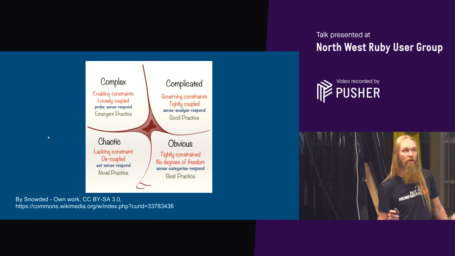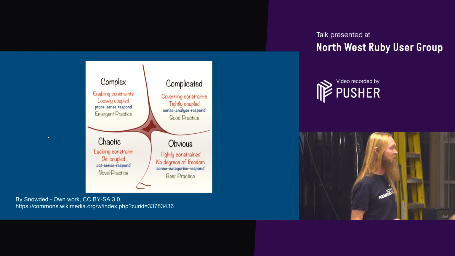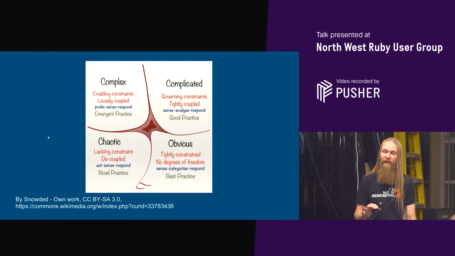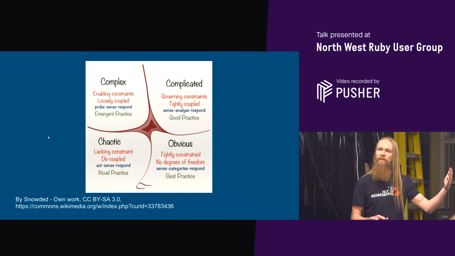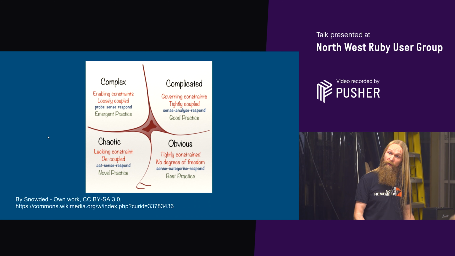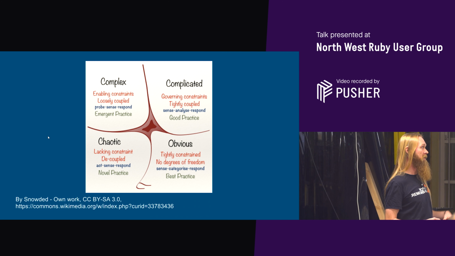Okay? The four basic domains. The obvious one: if you have a problem here, it's of the category, my bicycle no longer provides propulsion when I move forward. You look down, the chain has fallen off, cause and effect are well understood, you know how to fix it. This is the world of best practice.